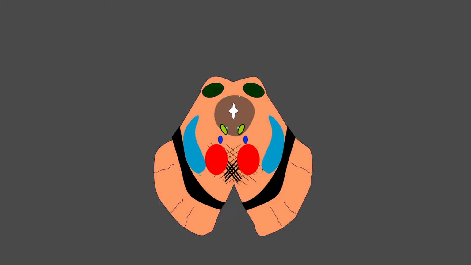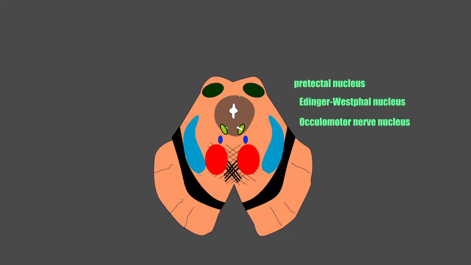The afferent pathway for the light reflex ends in the pretectal nucleus. From there, it goes to the parasympathetic nucleus of the oculomotor nerve, which is called the Edinger-Westphal nucleus. And the emerging fibers from there pass to the oculomotor nerve, which is situated in the central gray matter close to the median plane, just posterior to the medial longitudinal fasciculus.